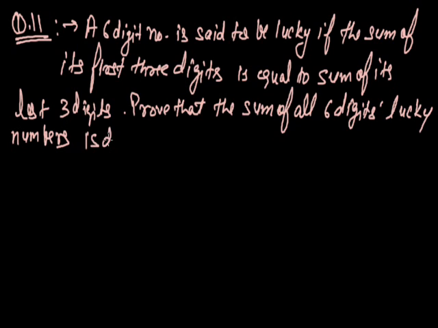is divisible by 13. We are calling a 6-digit number lucky if the sum of the first 3 digits of the number is equal to the sum of the last 3 digits of the number. Now we have to prove that all the lucky numbers that exist have a sum that is a multiple of 13. That means the sum is divisible by 13. Let's see the solution of the given question.